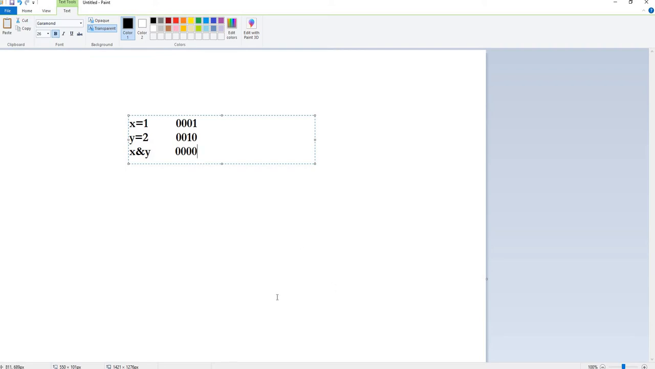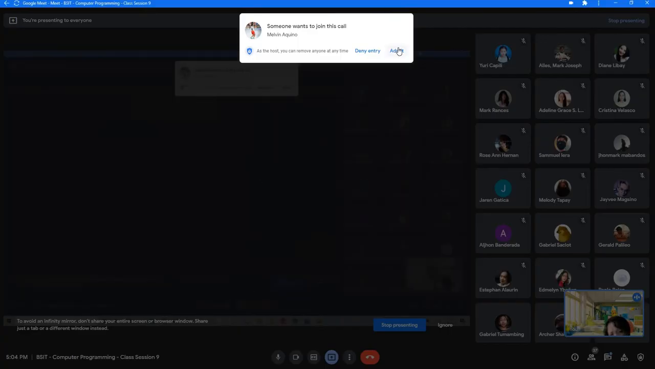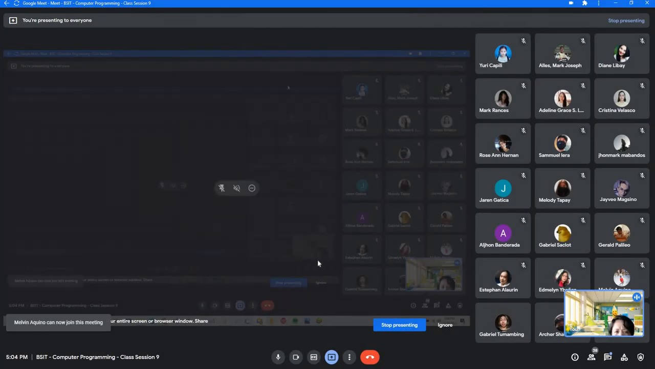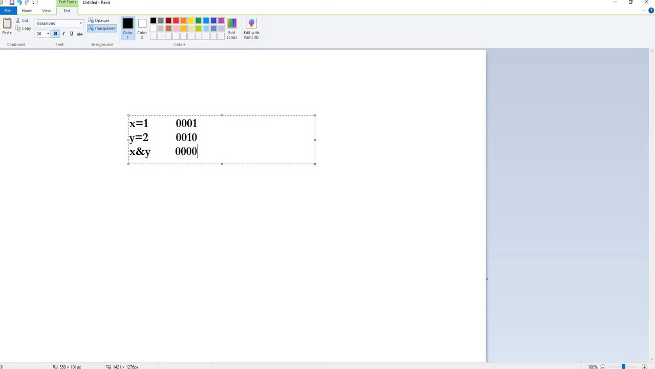Okay. So, ibig sabihin, babalikan natin. May late na naman tayo. Sino to? Ay, nako, Melvin, pasok ng maaga. Okay. Malilito ka dahil pinasukan mo, eh.